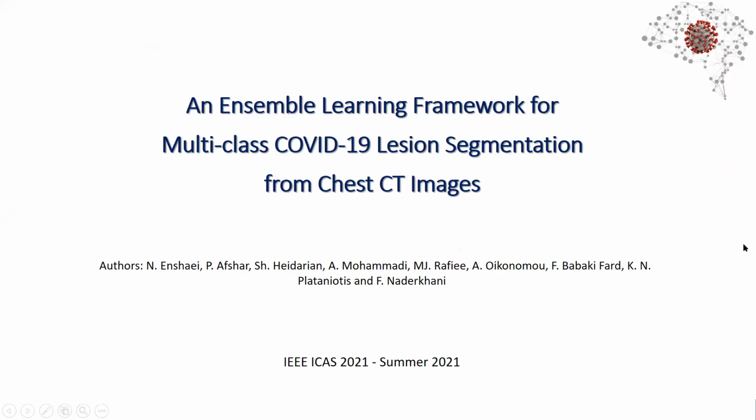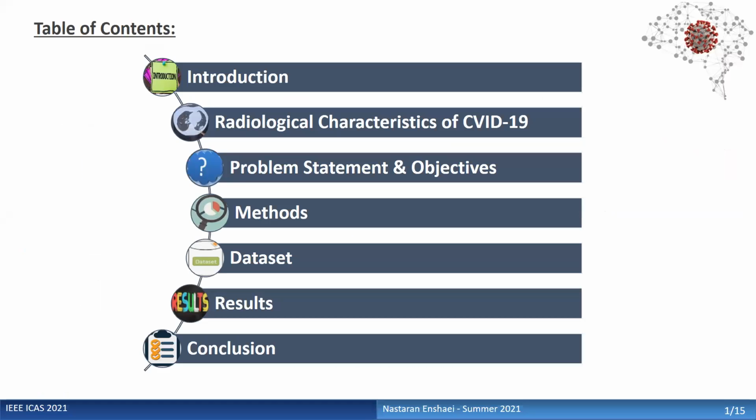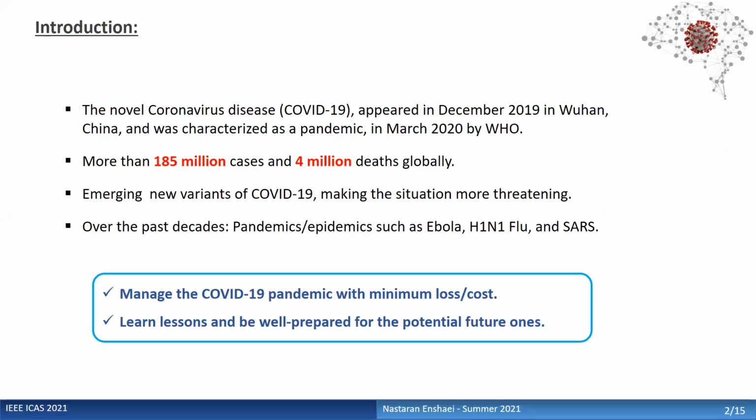This paper proposes an ensemble learning framework for multi-class segmentation of COVID-19 lesions from chest CT images. After a brief introduction and introducing radiological aspects of COVID-19, I will explain the problem statement and the objectives, and then we'll go through the methods and the data set we used for our experiments. At the end, I will present the results and conclude the paper.